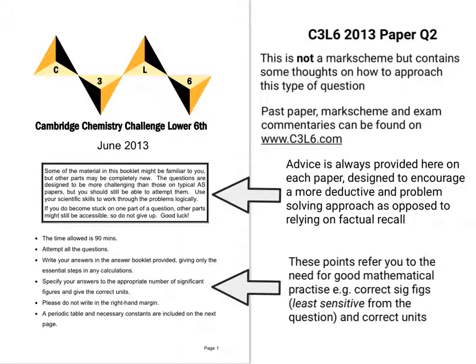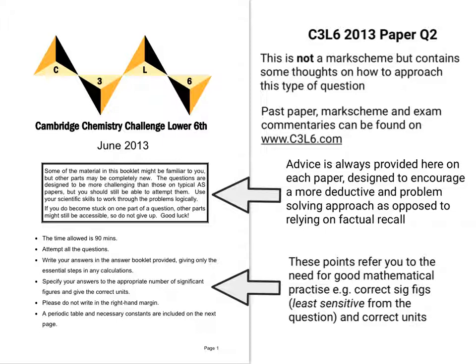A bit further down, they talk to you about specifying your answers to the appropriate number of significant figures. That means the least sensitive from the question. Giving the correct units, and also making sure that you have the steps in your calculations that you've thought about, so that they can see the logic of your thinking. Quite often there'll be marks available for the method you use.